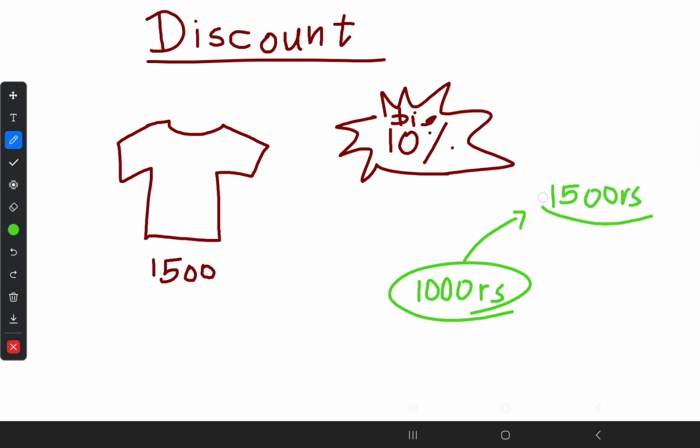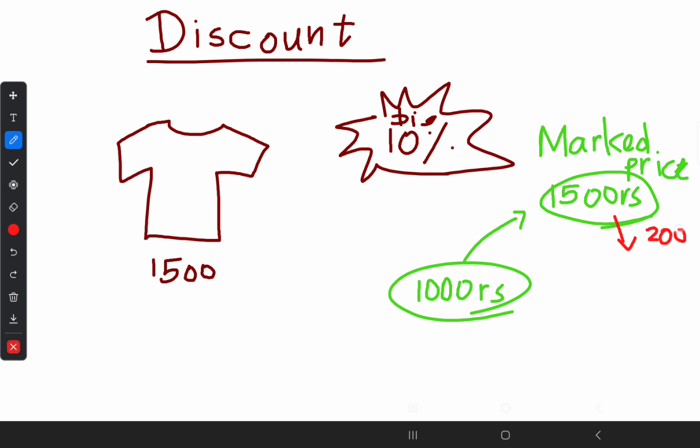The price you see in the tag on that dress is not the original price of that dress. That is called the marked price. From the marked price only, they will give you a small amount of discount to grab the attention of the customers.